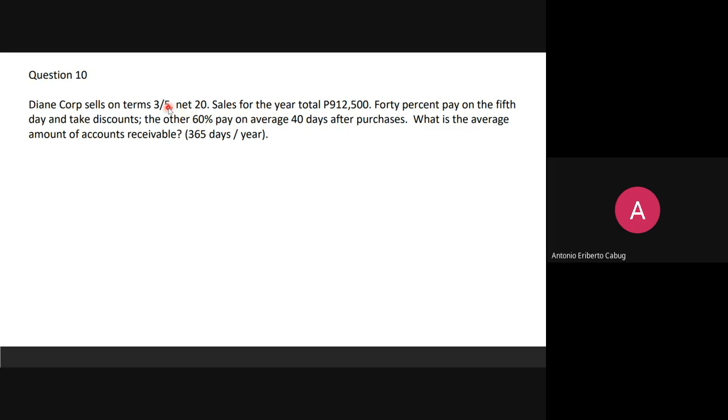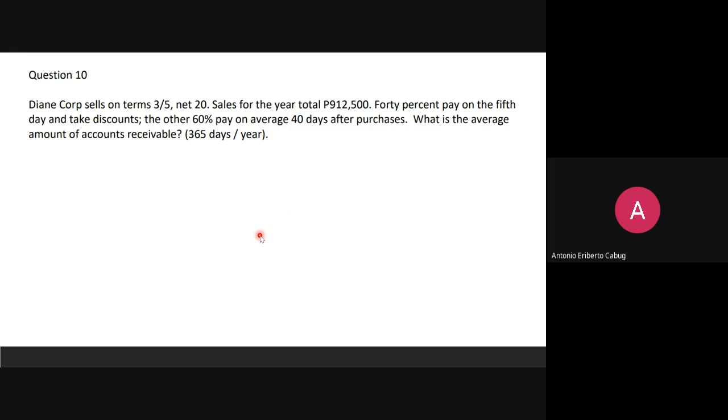Marunong kayo magbasa ng credit terms? 3-5, meaning 3% when you pay in the first 5 days, 3% discount. After day 5, they should pay by day 20. Yun yung ibig sabihin nun. However, in this problem, pasaway yung mga customer, hindi sila sumusunod ng net 20. Nagbabayad sila 40 days after.